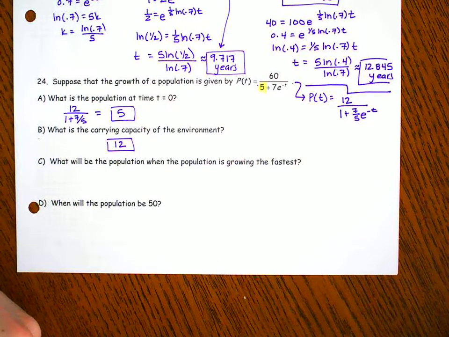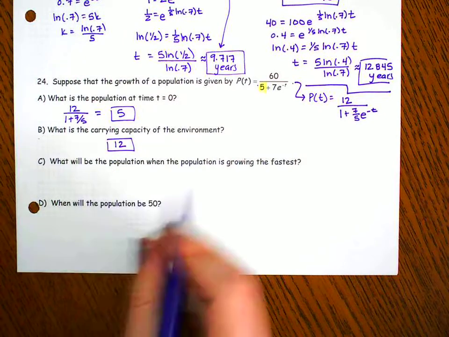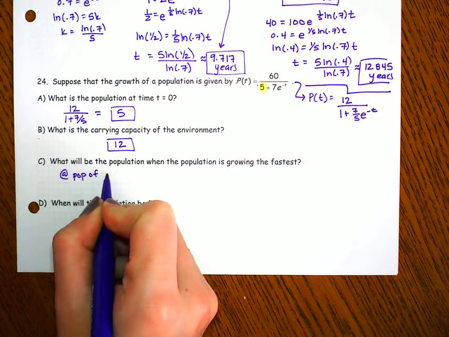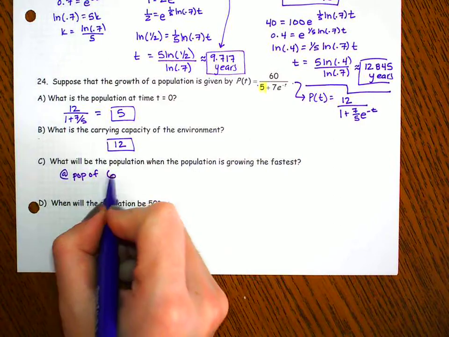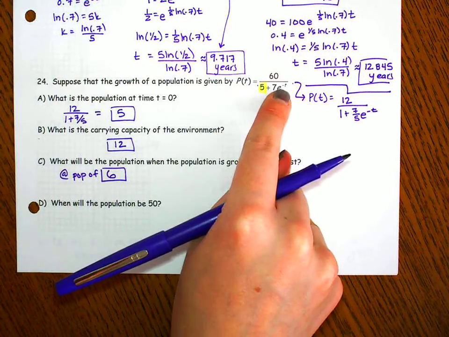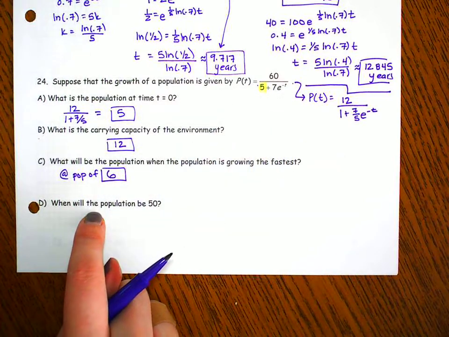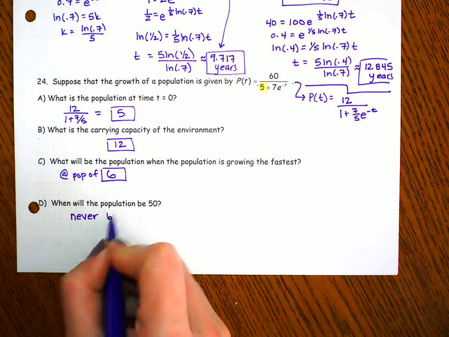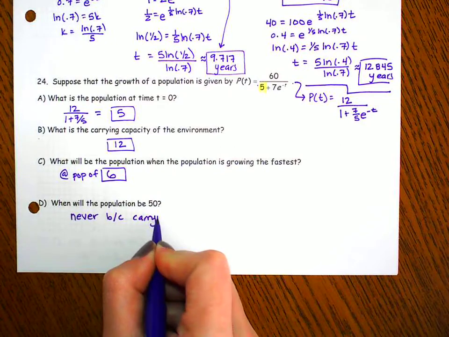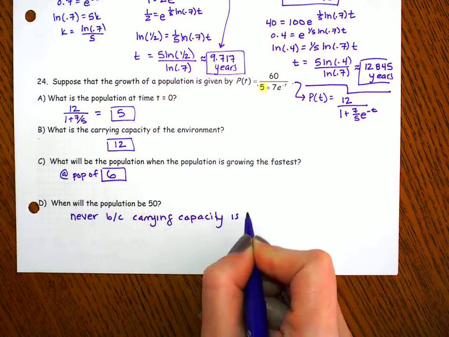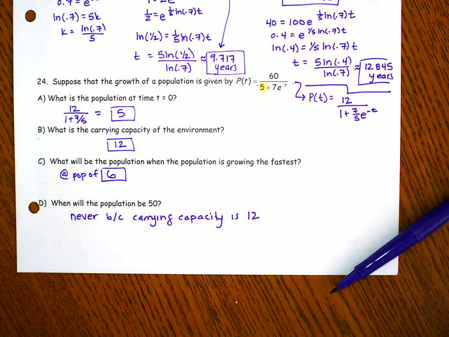What will be the population when it's growing the fastest? Well, it's growing the fastest at a population of 6. What will the population be? It's going to be this. If it asked you at what time, you would plug in 6 for P of t and solve backwards for t. When will the population be 50? Well, it's never going to be 50 because the carrying capacity is 12.